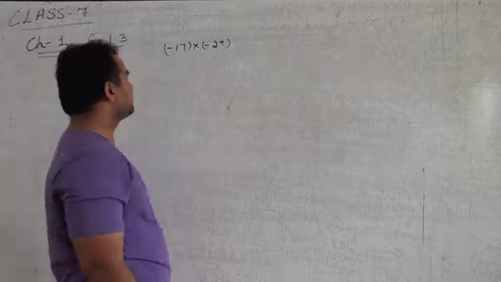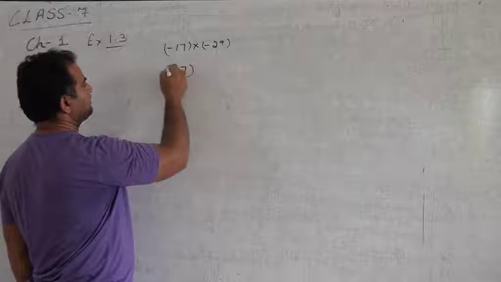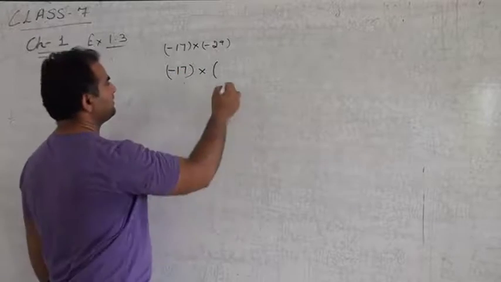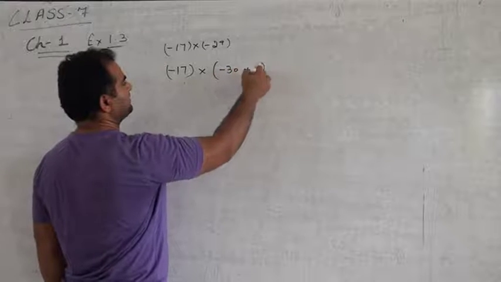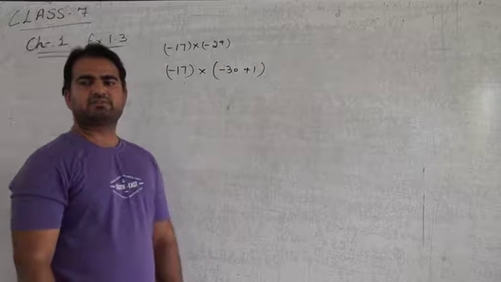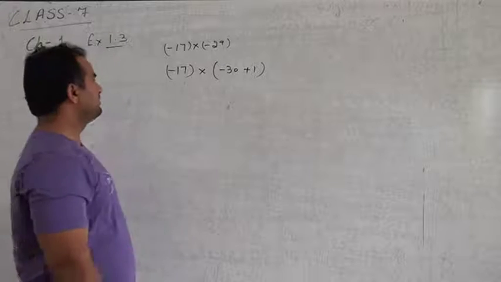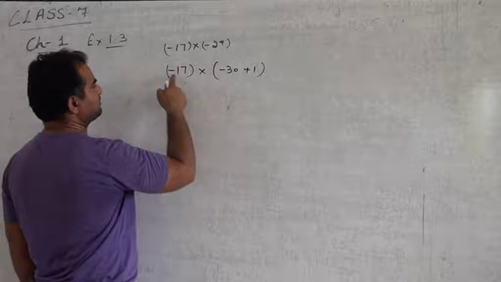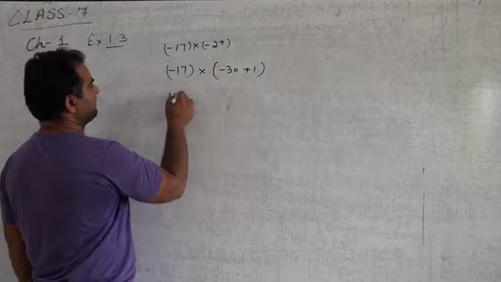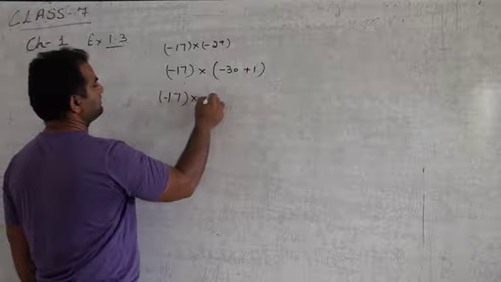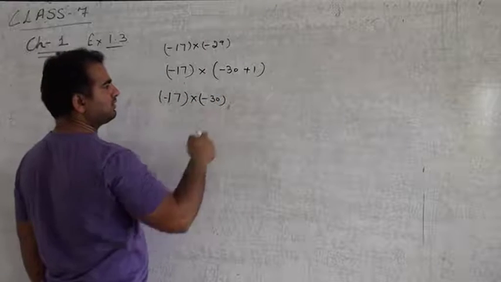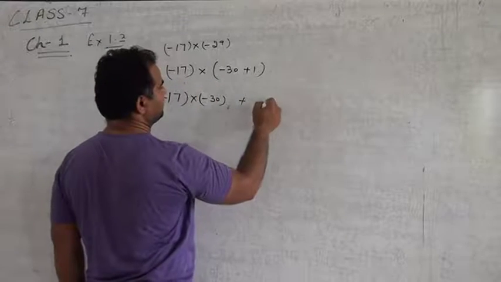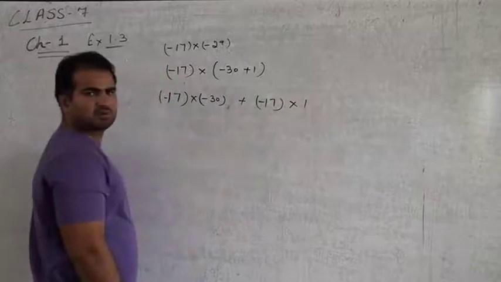Okay, what I can write is minus 17 into minus 29. So I can write minus 29 as minus 30 plus 1. Done? So first of all we will multiply this 17 by 30 and then this 17 by 1. So minus 17 into minus 30. If there is a plus sign there, then we have to write a plus sign. What is minus 17 into 1? Minus 17 into 1. Done?